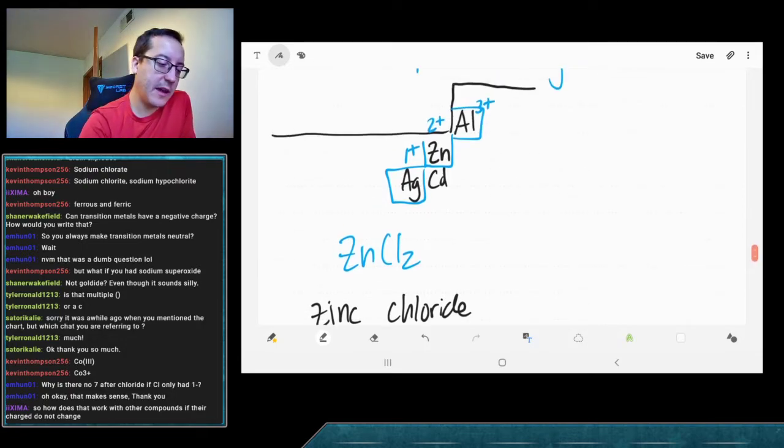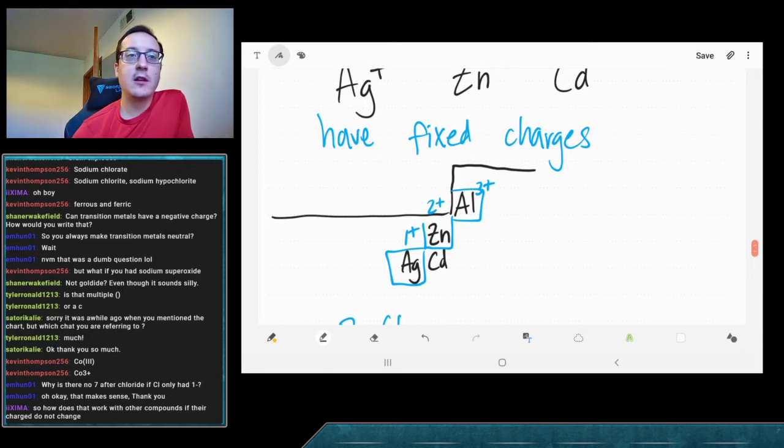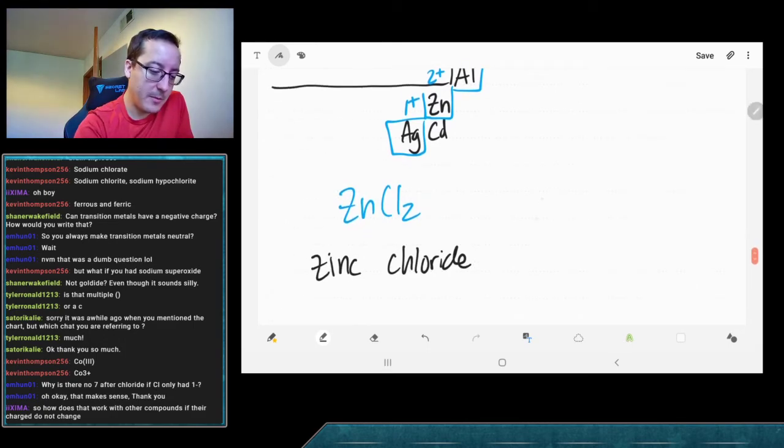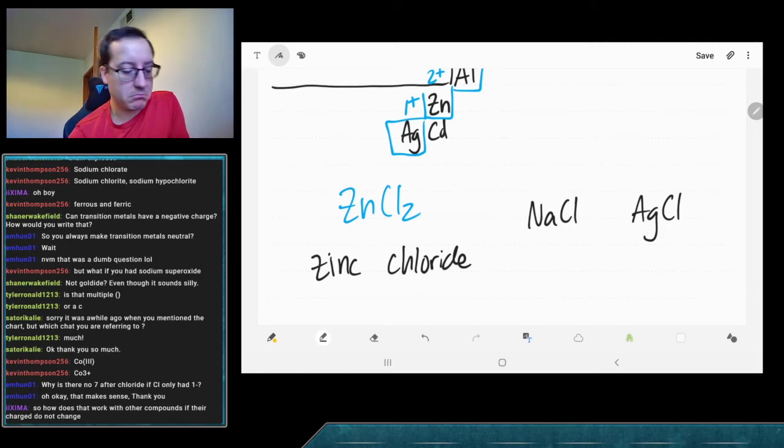So these guys you could treat as though they are, pretend they're like sodium or potassium or something like that. Although they are technically located within the transition metal area, they only take 1 charge. So we do not have to worry about Roman numerals with these guys. We understand that their charges are fixed, just like how sodium is a fixed +1 charge, it does not change. It's exactly as if we were to use sodium. So, you know, NaCl versus AgCl, sodium chloride, silver chloride. That's it. Easy.